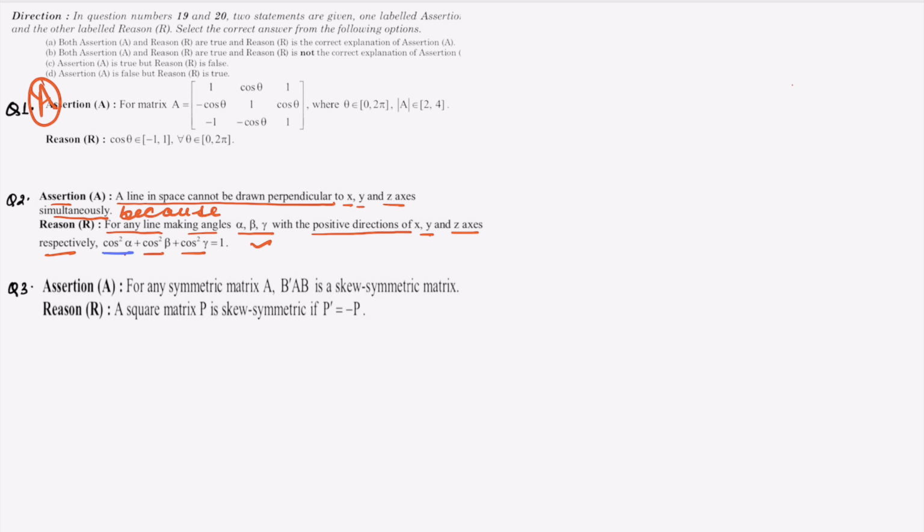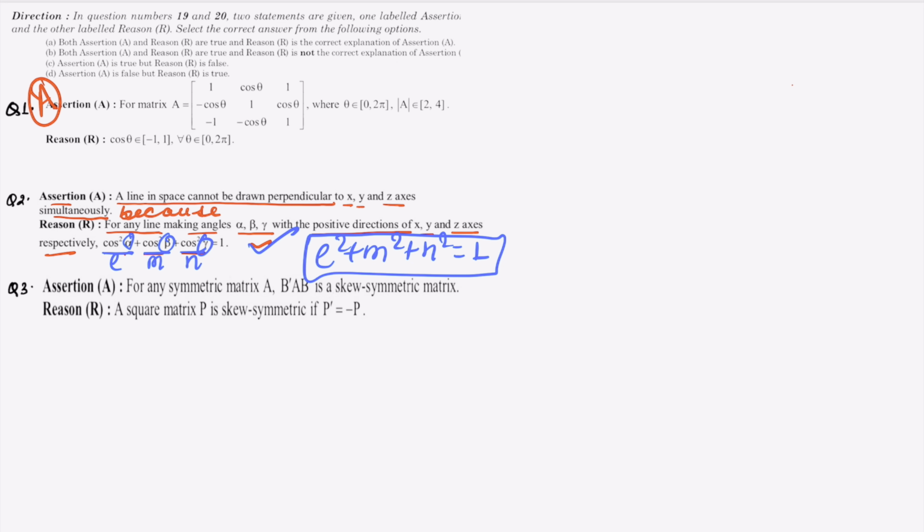So these cos alpha, cos beta and cos gamma are basically direction cosines, and we denote cos alpha by L, cos beta by M and cos gamma by N. And we know this that L square plus M square plus N square is equals to 1. Okay, that is what it is saying. And alpha, beta and gamma is what? These are the angles made by the line with positive direction of x-axis, y-axis and z-axis. So reason is correct.